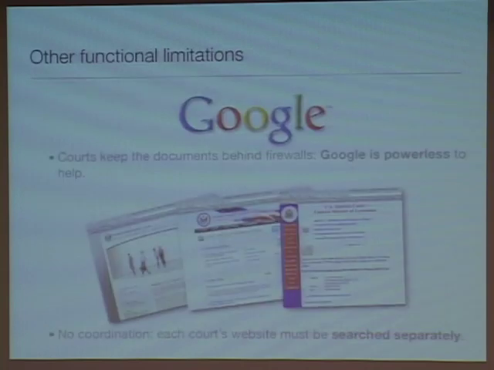There's a couple other important functional limitations of PACER. First is that all the courts keep their documents firewalled, so Google can't access these. There's just no way to jump on Google and get at these court documents. And as Steve also mentioned, each court implements PACER itself, so there's no coordination.